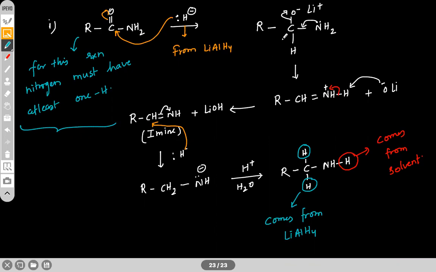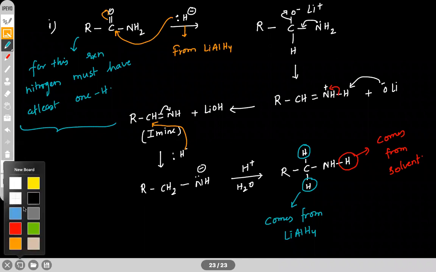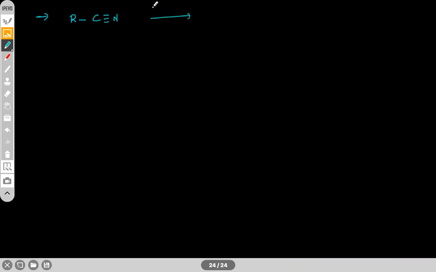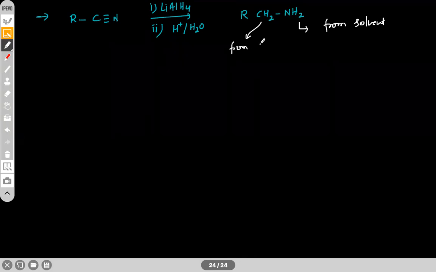Primary amines, okay? For example, you see, this converts into RCH2NH2. Here again, both hydrogens here are coming from solvent, and this hydrogen is coming from LiAlH4.